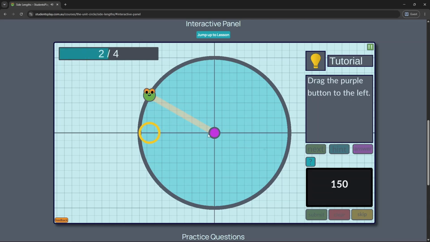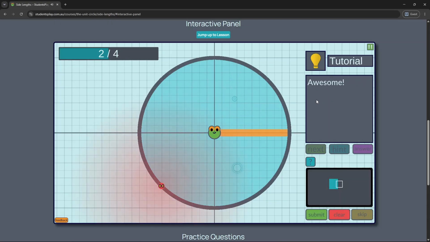Drag the purple button to the left. Okay. And now drag it up. Awesome. Let's do this next one. Okay, all the way down here, so 180 is there. Let's add on, looks like it's like halfway, so 180 plus 45, 225. Oh, nice.